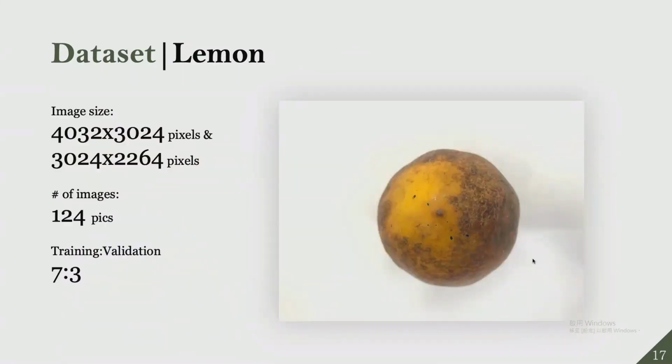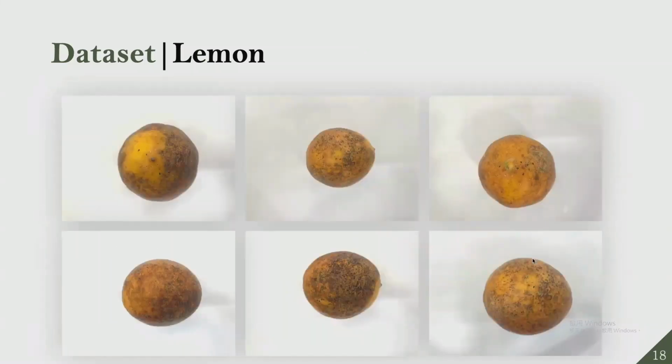And this is the lemon dataset, which also has two image sizes. One is 4:3, and the other one is 16:9. It has the fewest images, only 124, and the same training and validation ratio. This is how the lemon dataset looks.